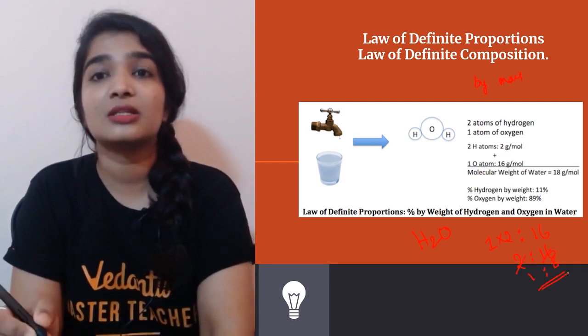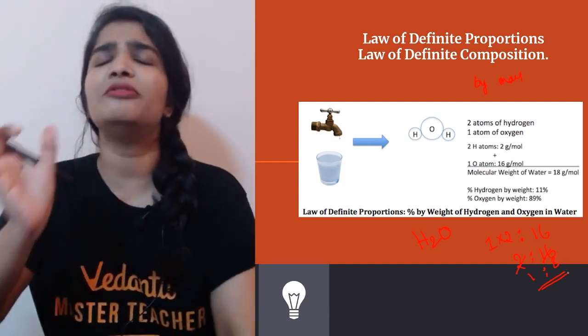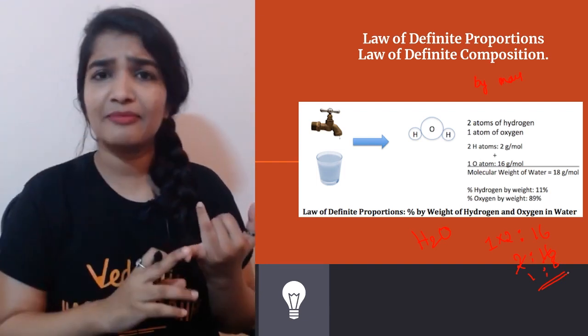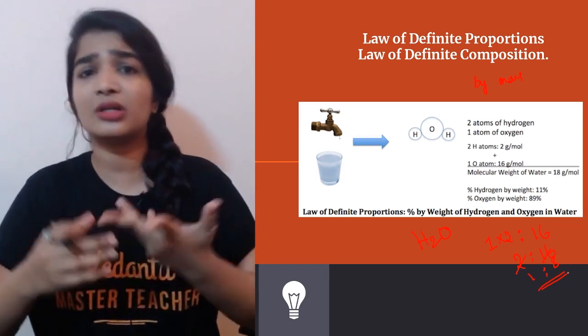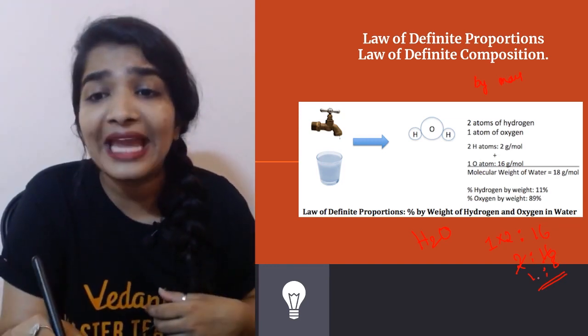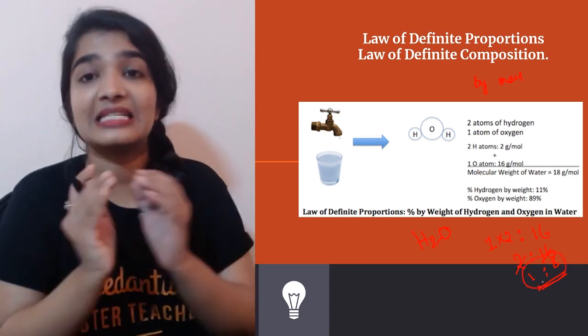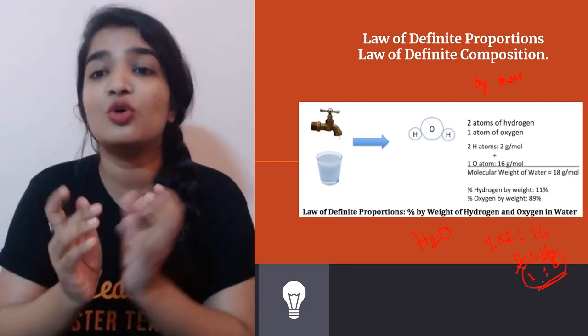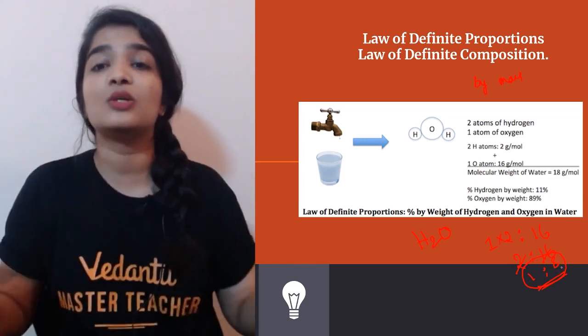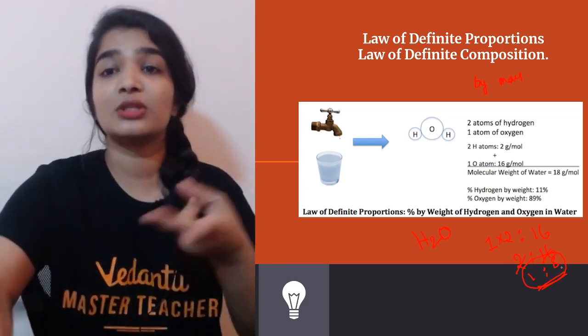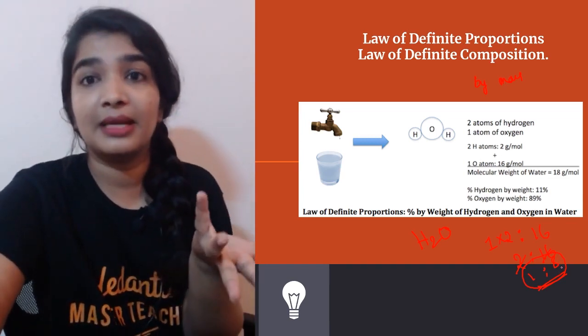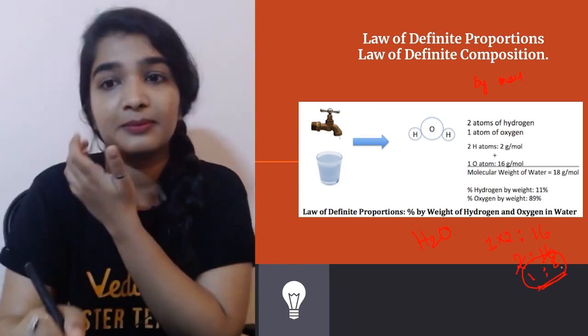1 is to 8. So you take water from any source: tap water, rainwater, sea water, river water. In all of that, the water is in the ratio or proportion 1 is to 8 only. Okay, so this is by mass.